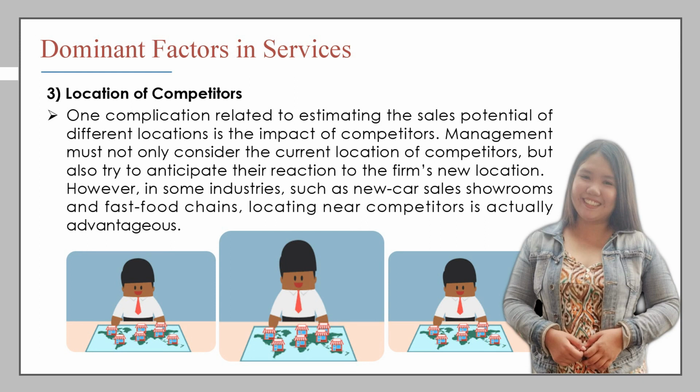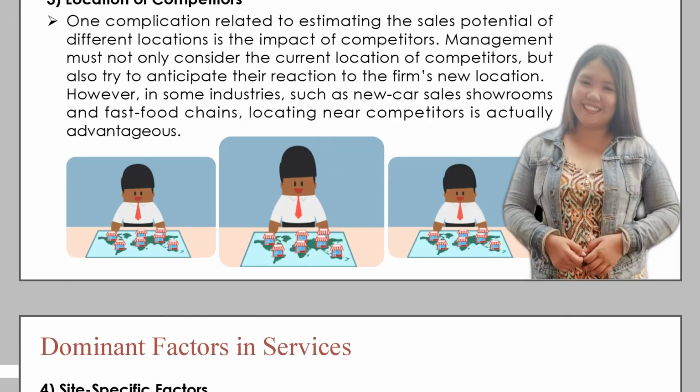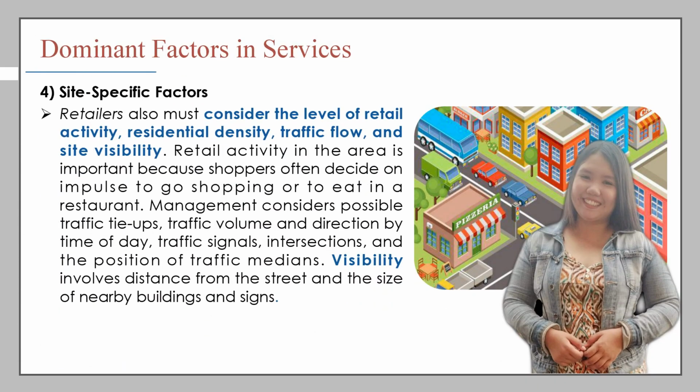Why? The strategy is to create a critical mass whereby several competing firms clustered in one location attract more customers than the total number who would shop at the same stores at scattered locations. Recognizing this effect, some firms use a follow the leader strategy when selecting new sites. Okay, for number 4, site-specific factors.